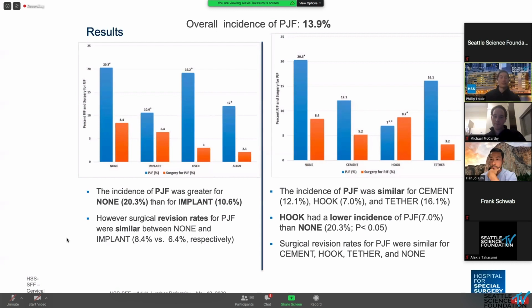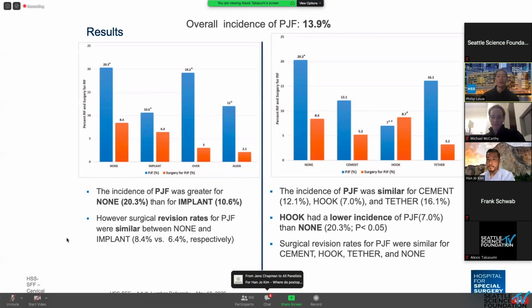So we look at the first set of results. They wanted to look at if the incidence of PJF was greater for patients that had no focus on implant prophylaxis or those that did. As you can see, with implant prophylaxis alone, the PJF incidence was split in half from 20 to 10%. However, if you look at the revision rates, they were similar between those two groups at 8 and 6%.